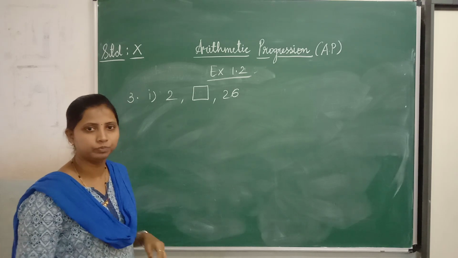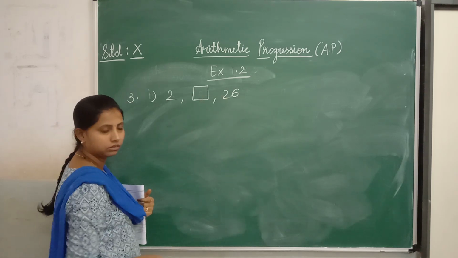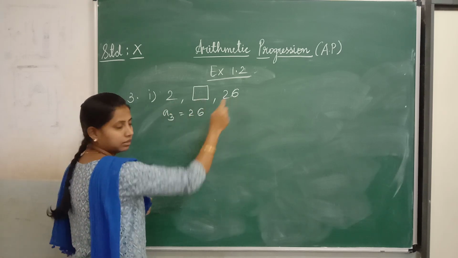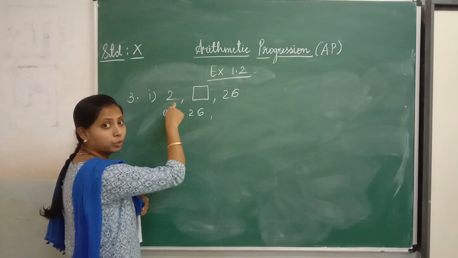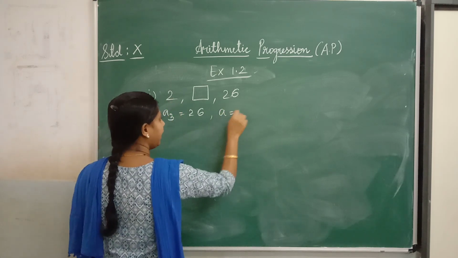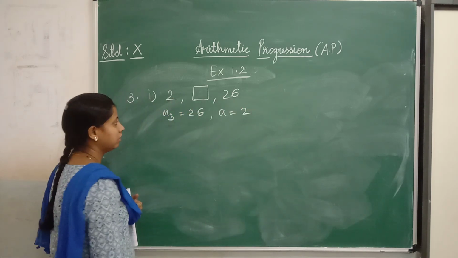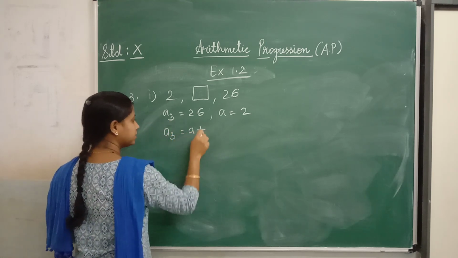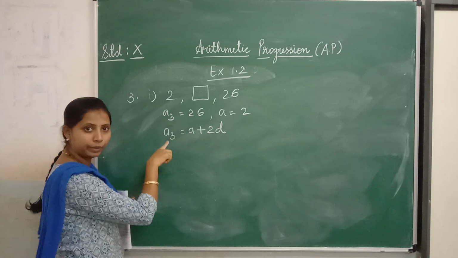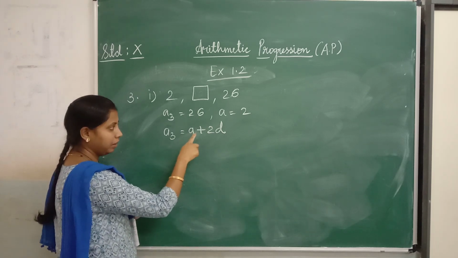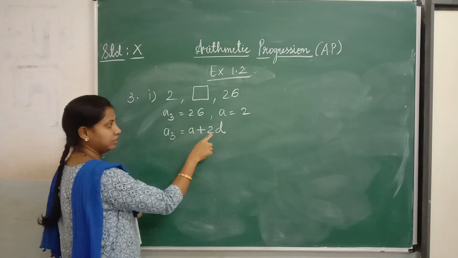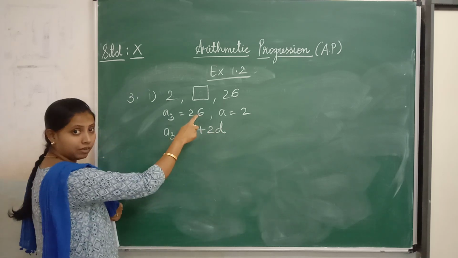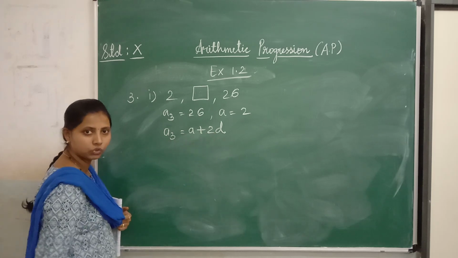How can you find it now? The third term is given, that is A3, 26: first, second, third. And what is 2? 2 is the first term, that is A. Now, what is A3? A3 is nothing but A plus 2D. How will you get your third term? By adding A plus 2D, 1 less than 3, so 2D. Now substitute in this because A3 is given. So I have written A3 is equal to A plus 2D.